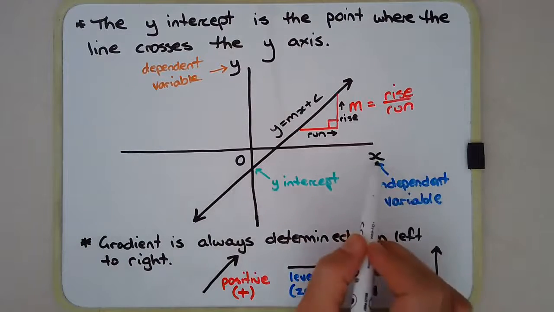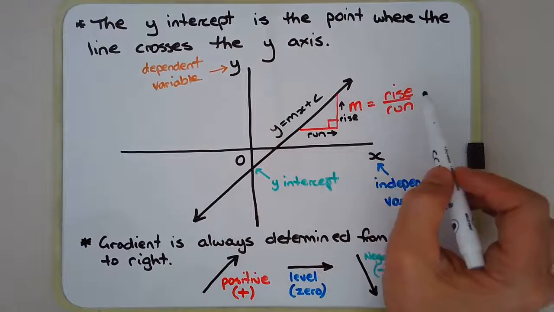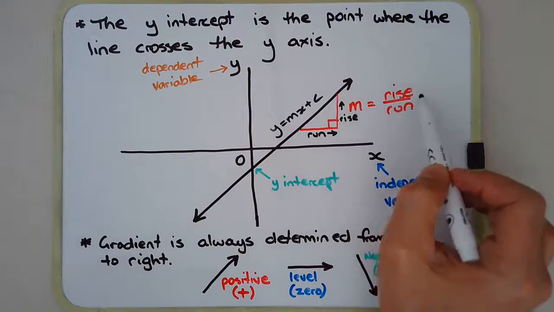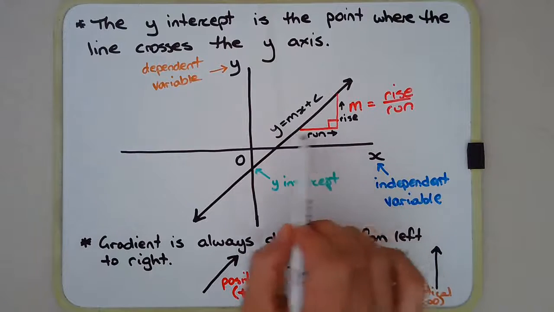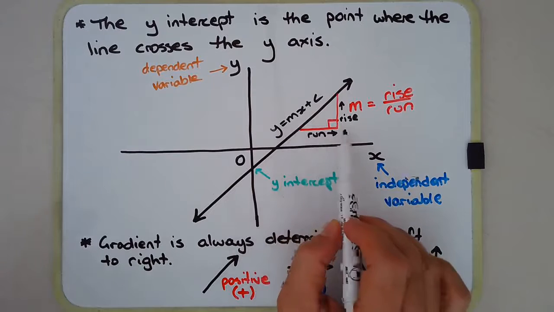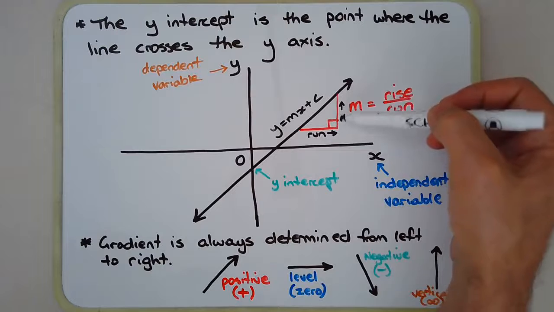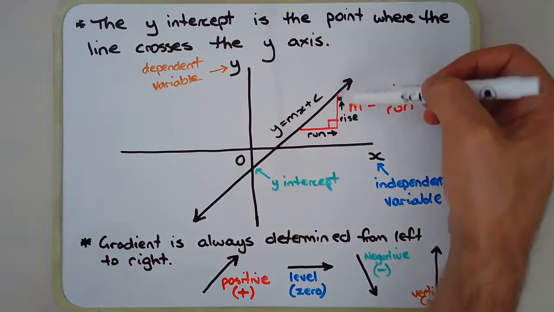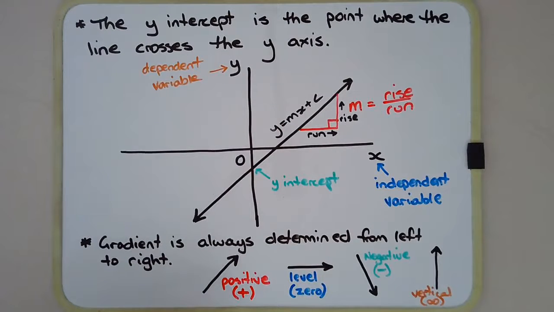The independent variable is x, so that's the horizontal axis. The y-axis here is the dependent variable, and the gradient is given by the formula rise over run. The run is the distance along, and we always do this from left to right. The rise is the vertical change. Rise could be positive, so moving upwards. Rise could also be negative. If the line's going downwards, the rise would be a negative value. The last point is that gradient is always determined from left to right.